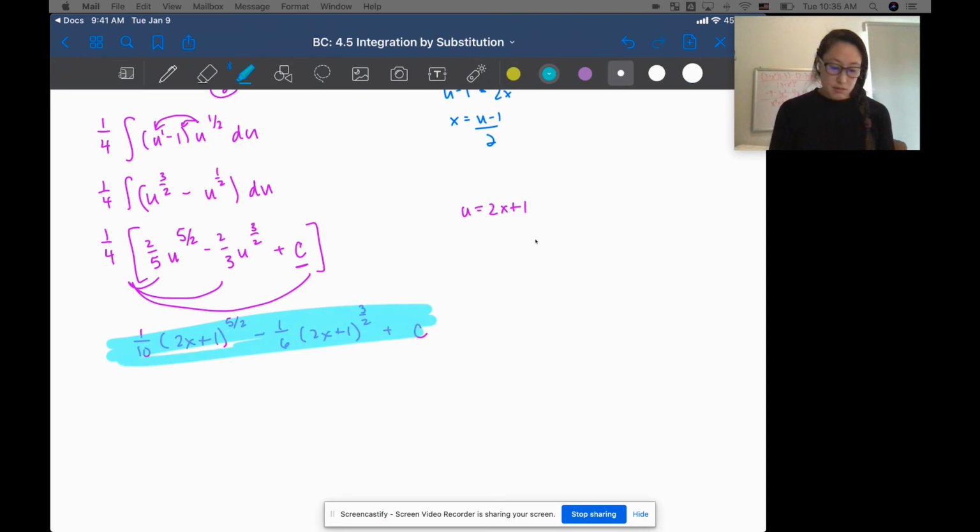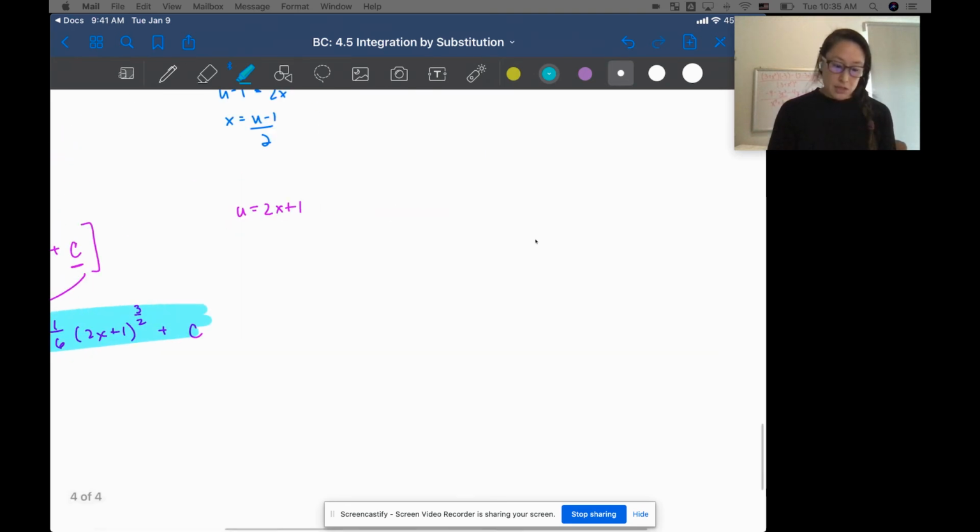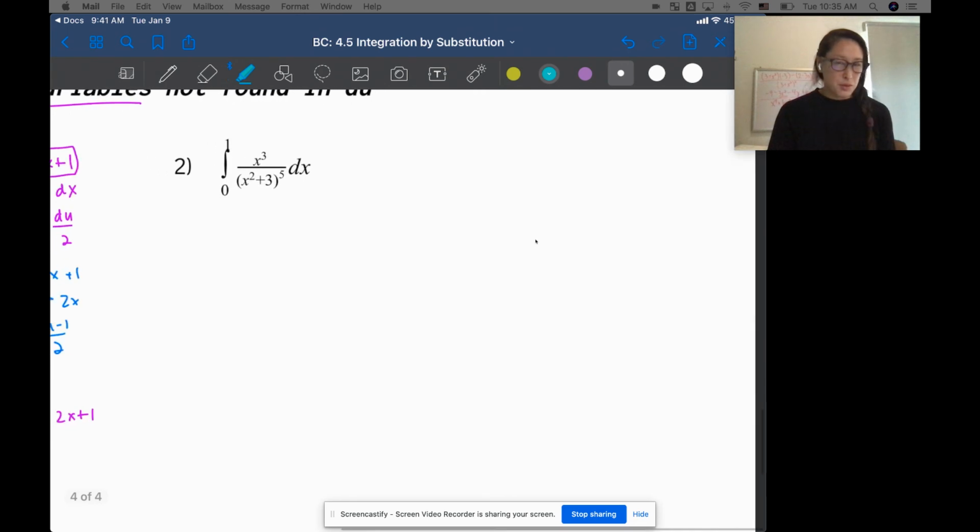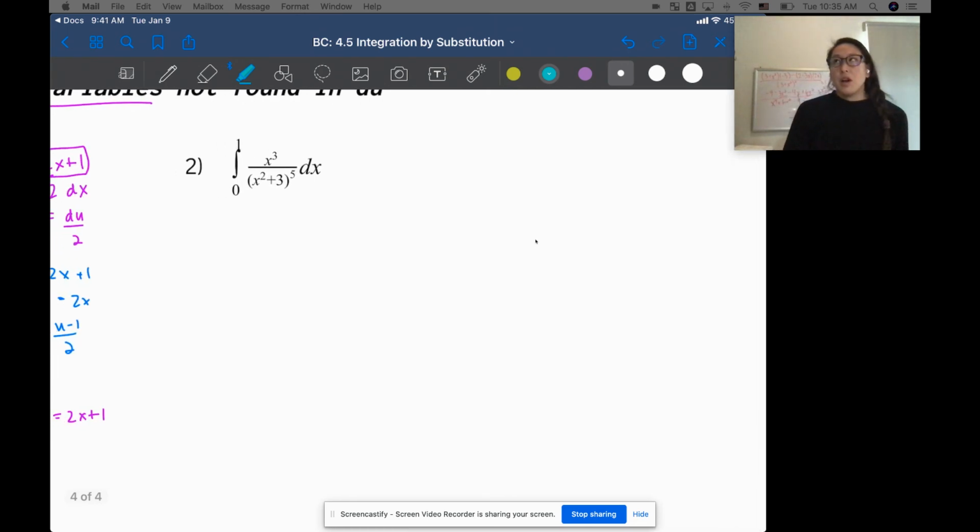Let's do another one. This time we're going to take a definite integral. Woo! And we have to change the limits of integration.